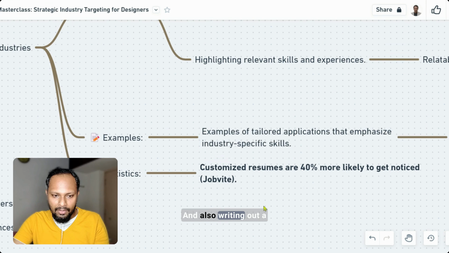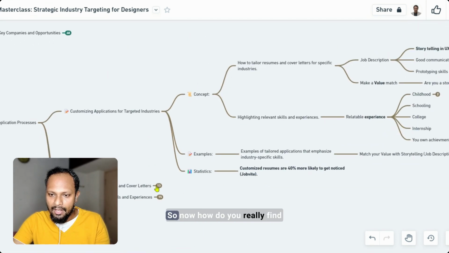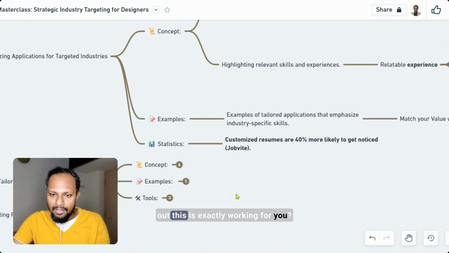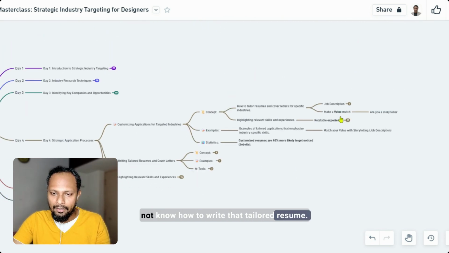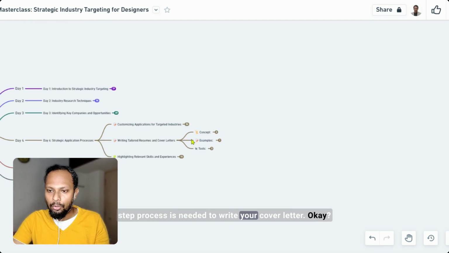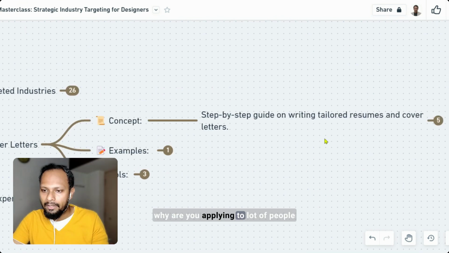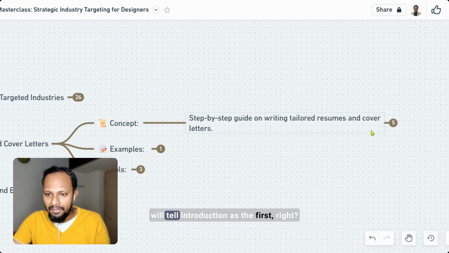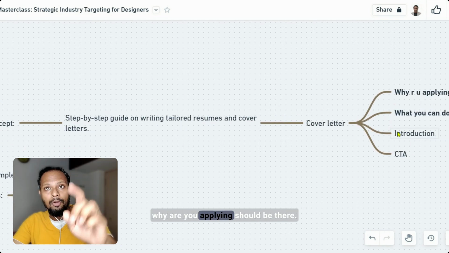And also, writing a tailored resume and cover letter. A lot of people know this is what is happening. That's okay. So now, how do you really find out this is working for you? A lot of people will not know how to write that tailored resume. Let me tell you, guys, a step-by-step process is needed to write your cover letter. A cover letter should start with why you are applying. A lot of people put the introduction first, right? But in my case, let me tell you, why you are applying should come first.